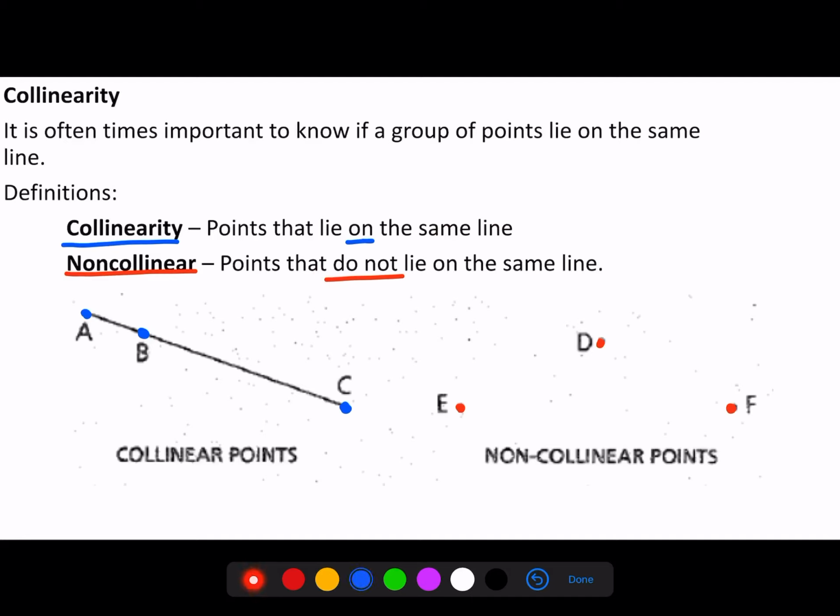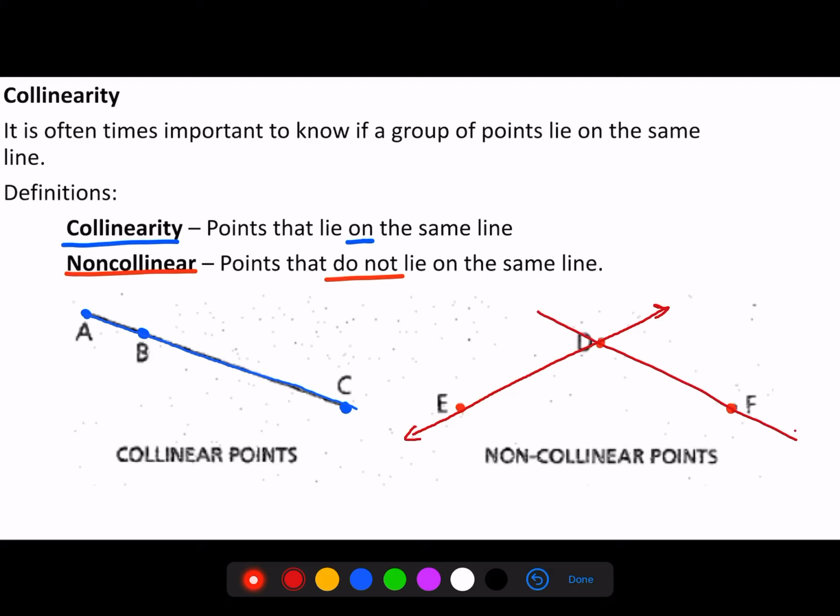So for it to be collinear, I should be able to draw a line through all 3 points, and it should intersect all 3. Our lines cannot curve, they cannot bend, they cannot do anything like that. They just need to be straight. So if I look at line ED, for instance, in the second diagram, it will not go through point F.